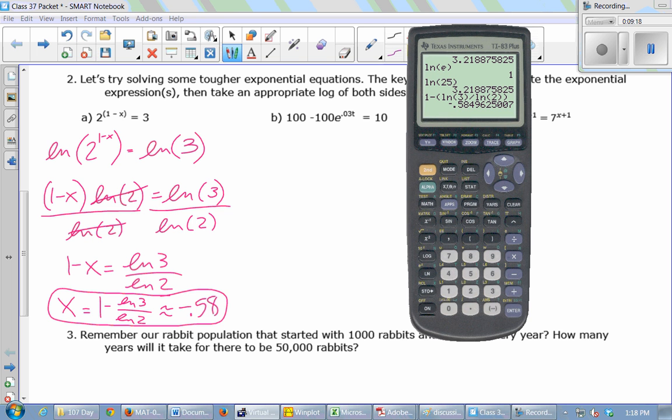And we should check our work, right? If you're solving an equation, you should always take your answer and plug it back in. So I'm going to store this number as A. And then I'm going to double check 2 to the 1 minus A. When I hit enter, what am I expecting to see? A 3. Good.